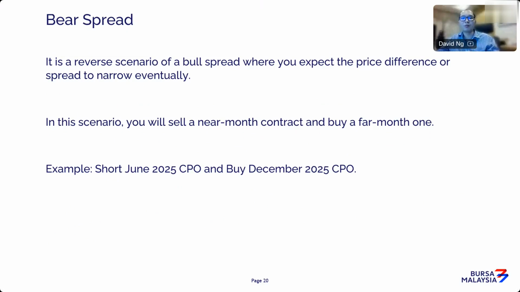So usually what you do is that we short, in this case, let's say, the September contract and go long the December 2025 contract. So that's how essentially we term the bull spread and bear spread market accordingly.